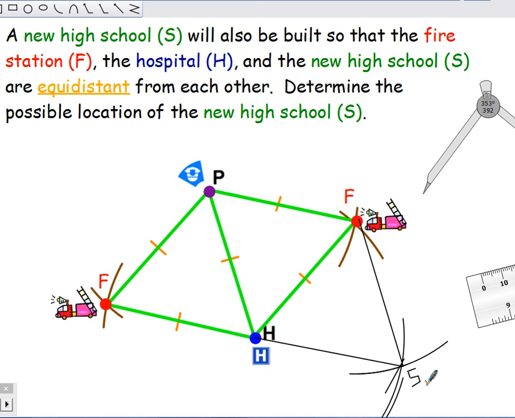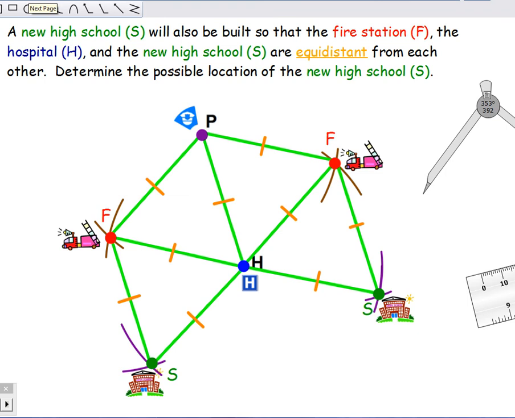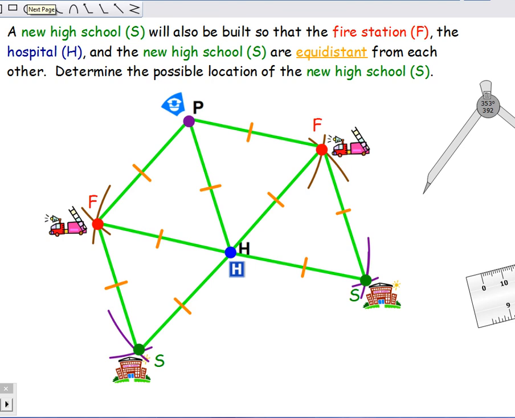Now, it could be over here, but it also could be over here. So the school would be equidistant from the hospital and the fire station. And what do you notice? 1, 2, 3, 4. We're making something that looks like a hexagon.